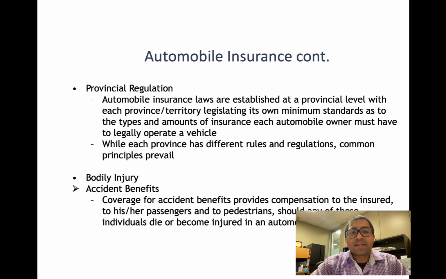Now there is bodily injury. Bodily injury, the first part is accidental benefit. So coverage for accidental benefit provides compensation to the insured and his passengers and to pedestrians should any of these individuals die or become injured in an automobile collision. So accidental benefit means you yourself, your passengers and pedestrians who are walking on the road are covered in case damage happens to them.